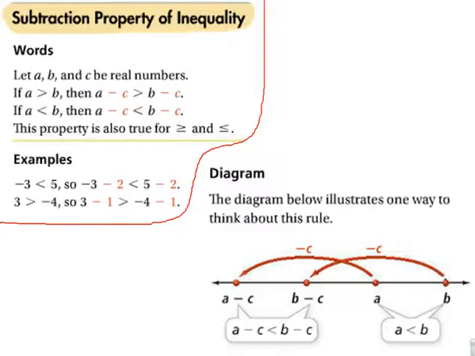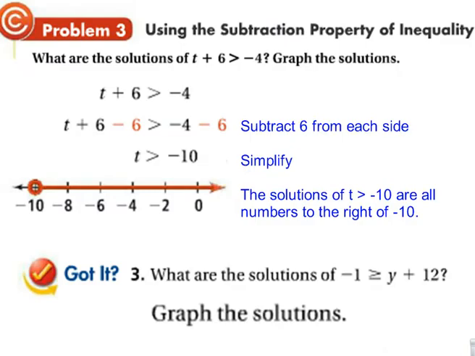Okay, subtraction property. If I subtract the same thing from both sides, you get the same inequality. So we're going to subtract 6 from both sides. t is greater than or equal to -10. Closed circle at -10, shade right. Remember this instance right here: first thing, switch it around. It's pointing towards that. Subtract 12. And graph it.